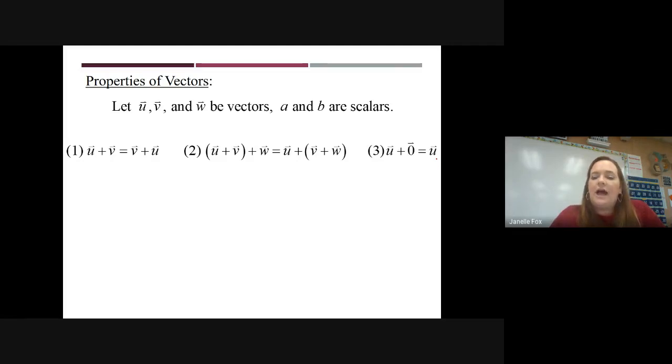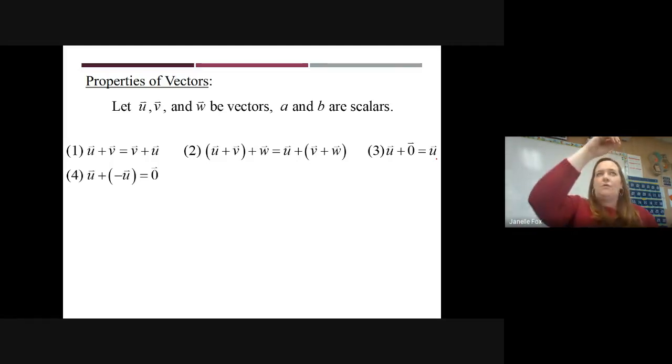A third fun one is that if you take vector u and then add the zero vector, you haven't changed it. That makes sense. And so you still get vector u. A fourth one says if you take vector u and you add the opposite of vector u, you're going to get the zero vector. Just imagine, what were we doing before? Like <3, 4>. If I go right 3 and up 4 and then immediately add on left 3 and down 4, of course, I've gone nowhere. I'm right back to where I started.